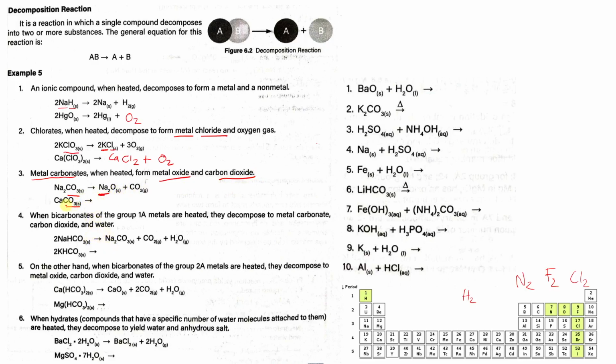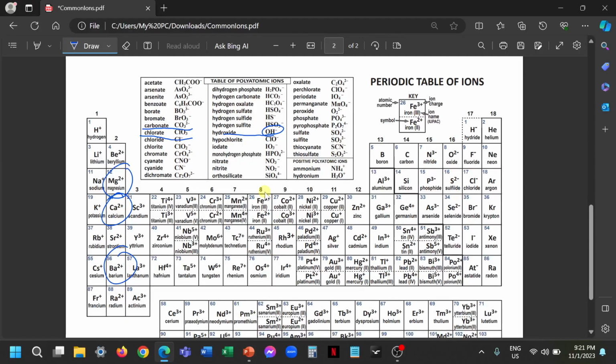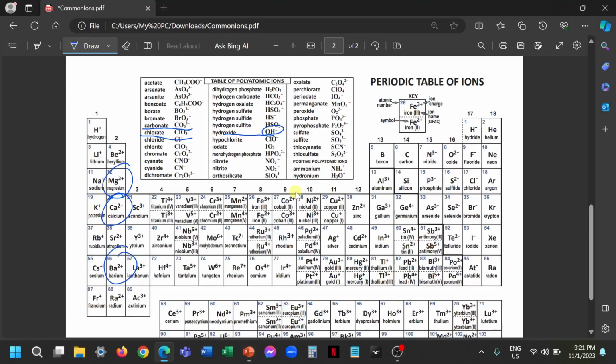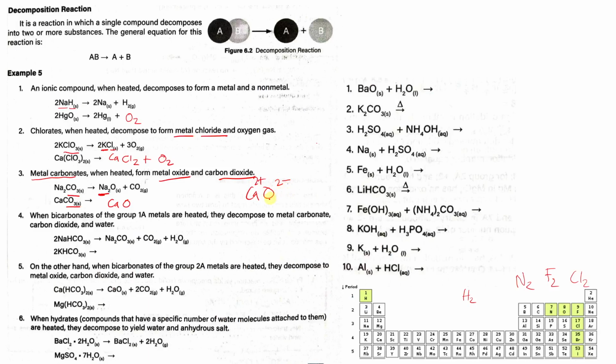How about for this one? Again, the product is a metal oxide. So we have metal, the calcium, and then our oxide, oxygen. Now let's check the charge for this one. Again, we have calcium oxide. Calcium, we have 2 plus, and then our oxygen, that is negative 2. So this one is already neutral, so I don't need to add any subscript here, plus CO2.